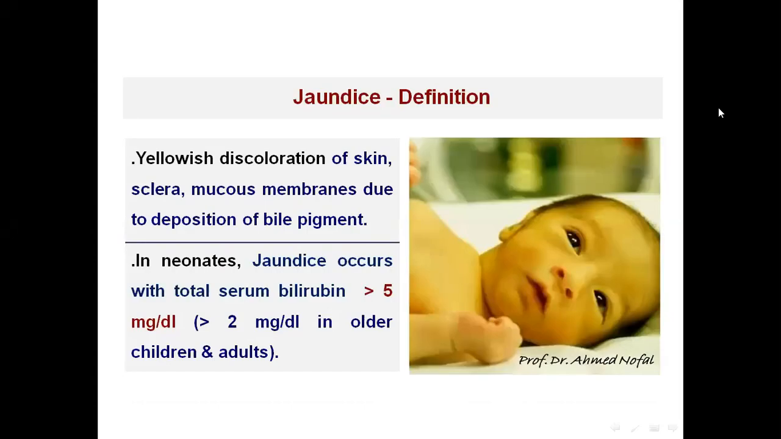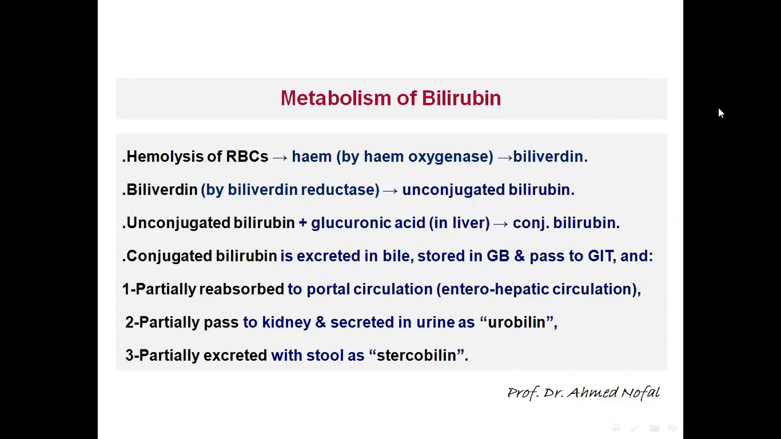Jaundice is a yellowish discoloration of body tissues and fluids due to deposition of bile pigments. In neonates, jaundice occurs with total serum bilirubin more than 5 mg per dl.